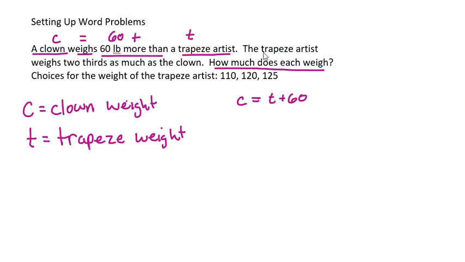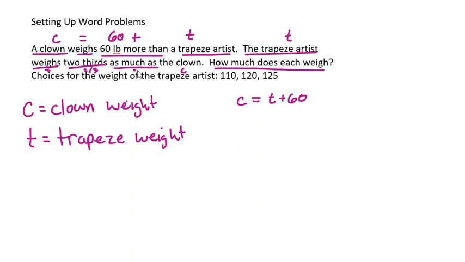All right, now let's do the second sentence the same way. The trapeze artist, that's T, weighs, now we know that means equals, 2/3, that's frightening, that's a fraction, as much as the clown. Okay, that's C, but what's this as much as? Well, we could say of, 2/3 of the clown. That would be bad English, but easier to read as math. 2/3 as much as is a fancy way of saying times.